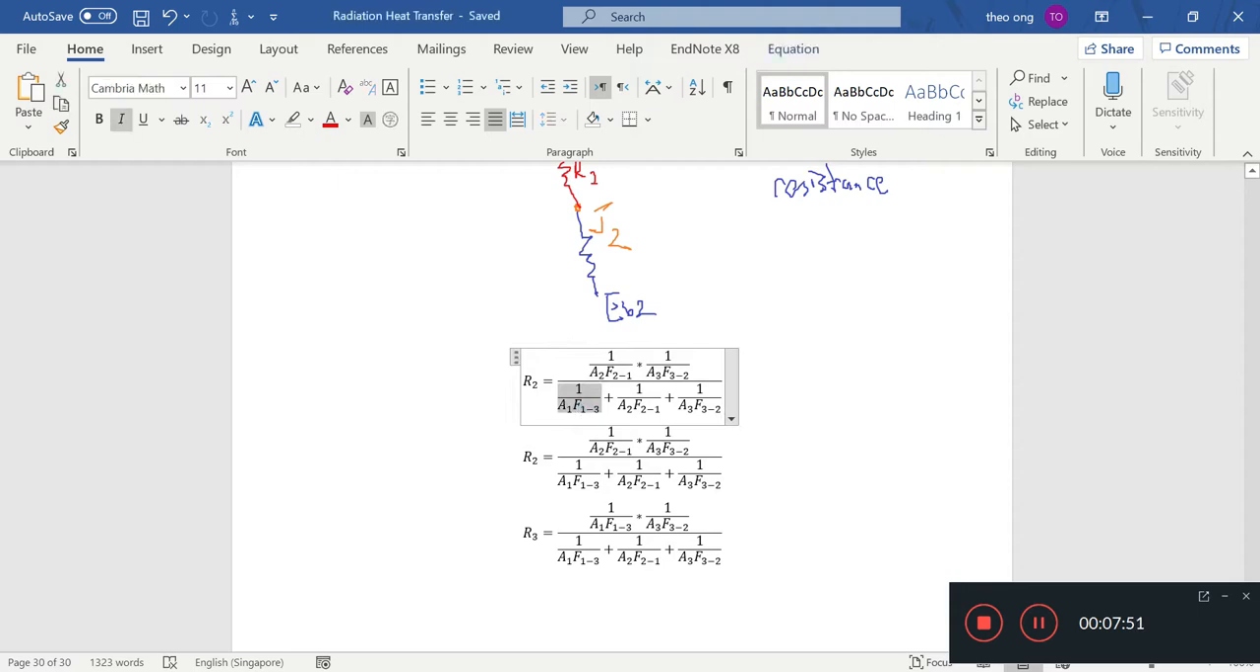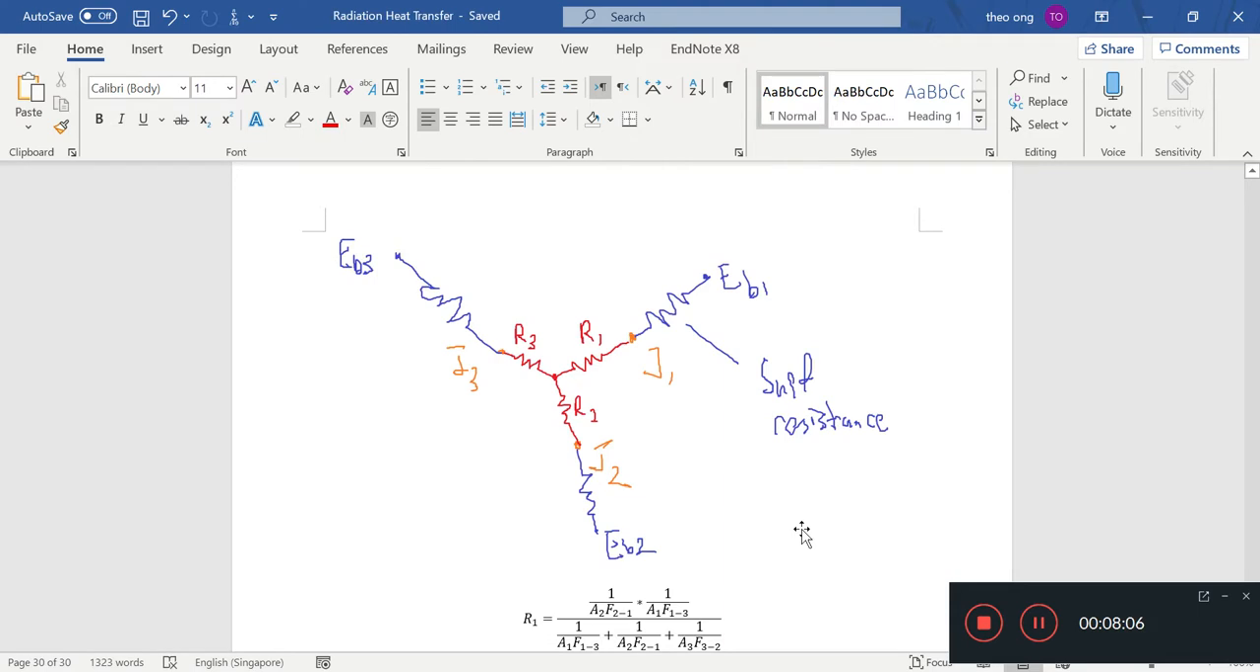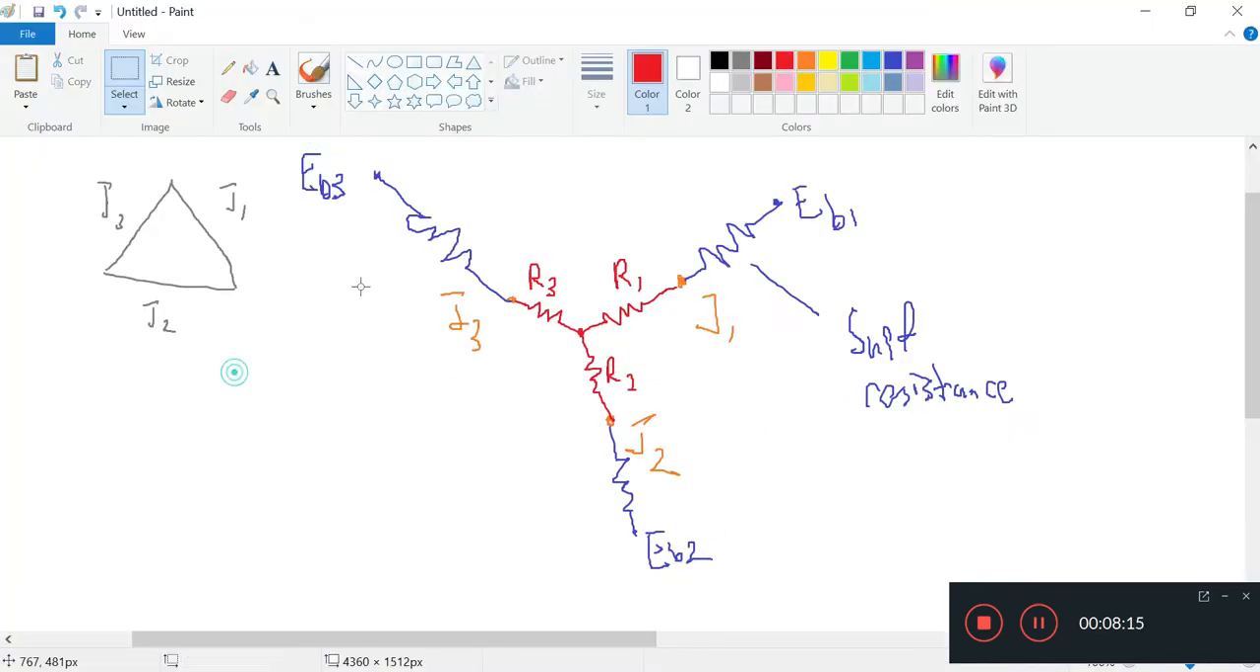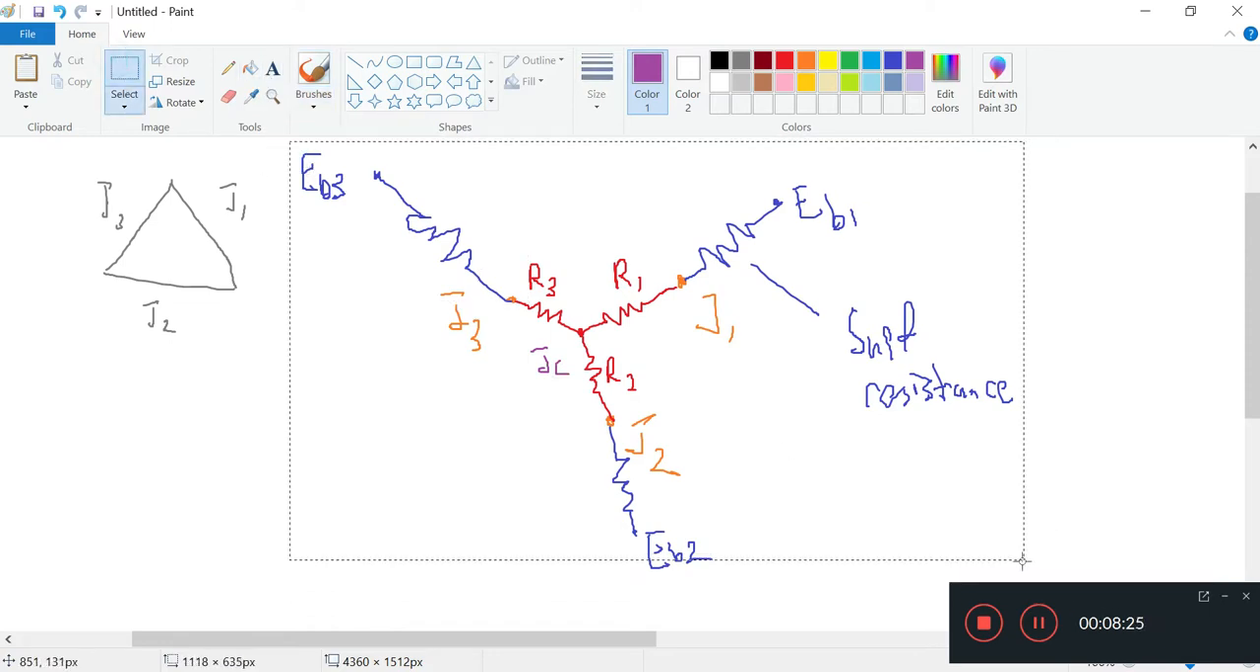So I'll switch this around and it'll be as such. R1, R2 and R3 are as follows. Okay, hope the concept is simple. And then now what do you do? Okay, so we have EB3 and then a central resistance there. So let's just put, let's say, JC, like a central radiosity or potential of some sort.